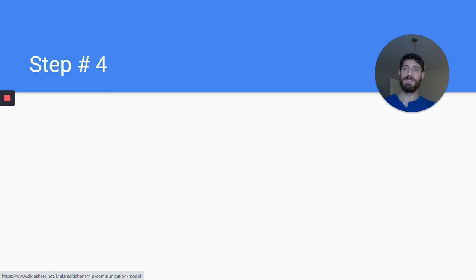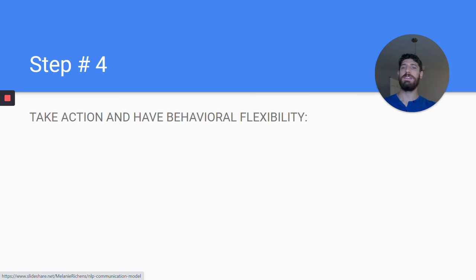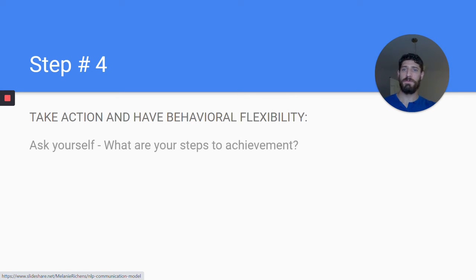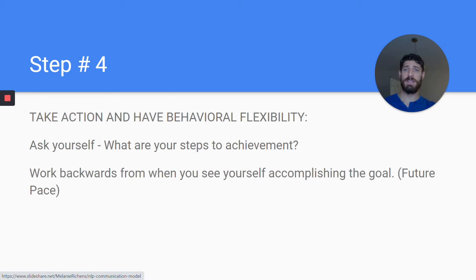Now, the final step, number four, we need to take action. Nothing happens without actual action and moving your body and doing the things that you need to be doing to achieve what you want to achieve. Now, also to that, we have to be flexible with our behavior. So you've got to ask yourself, what are your steps to achievement? Okay, what are the action steps I need to take? And we want to work backwards from when you see yourself accomplishing the goal, right?